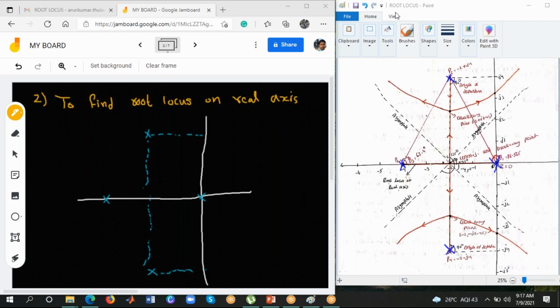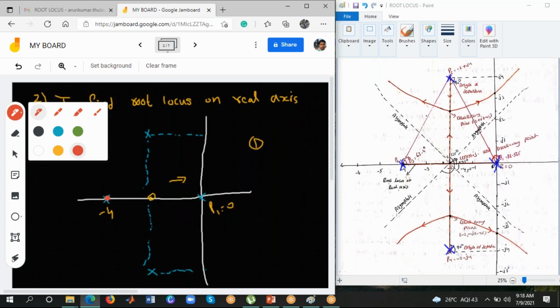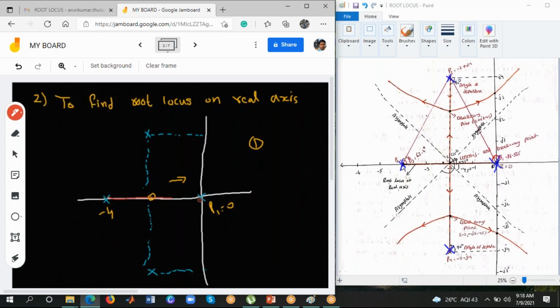So there is a chance to get 2 root loci, but we need to find which root locus is possible. First, P1 is equal to 0 and the other is minus 4. Now I'm going to consider a test point between these two. When we look back to the right-hand side, we have only one, that is an odd number. So there is a chance to get the root locus in between 0 and minus 4.